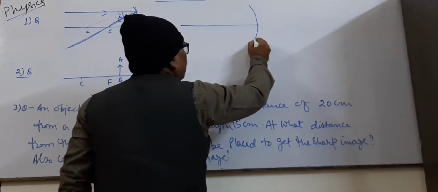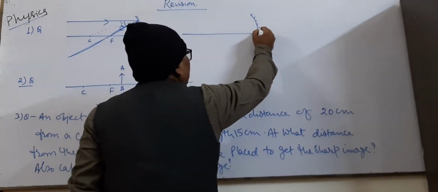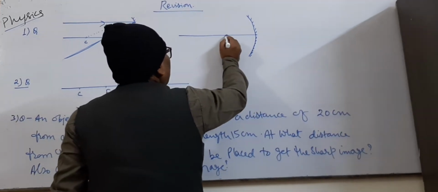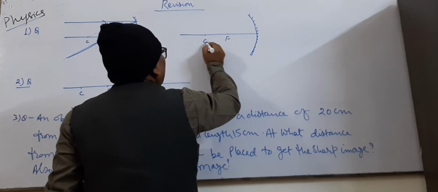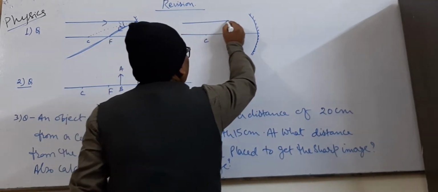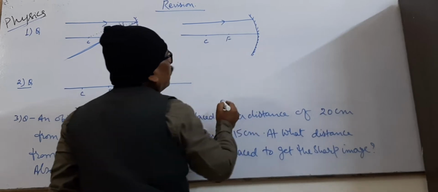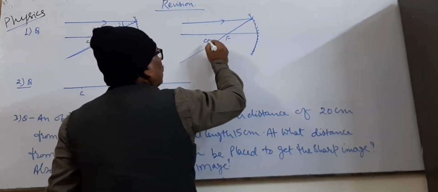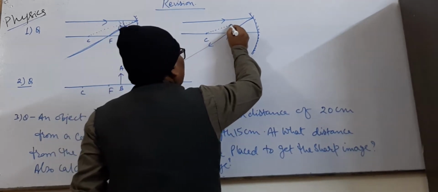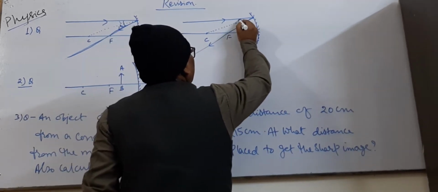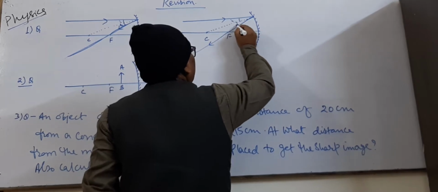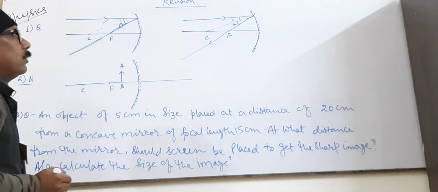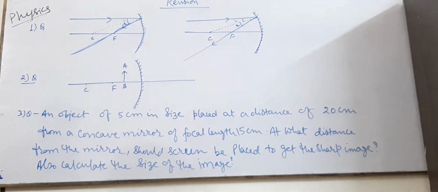More correctly, you can draw it here also. This is the mirror given, a concave mirror. And here it is the focus, here it is the center of curvature, and in the question it is given that the ray is passing parallel to the principal axis, then after reflection it will pass through the focus, and the normal you will draw from the center of curvature. This will be angle I and this will be angle R.